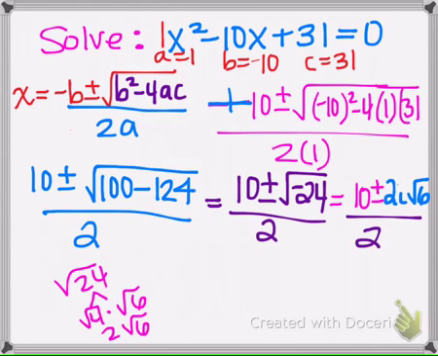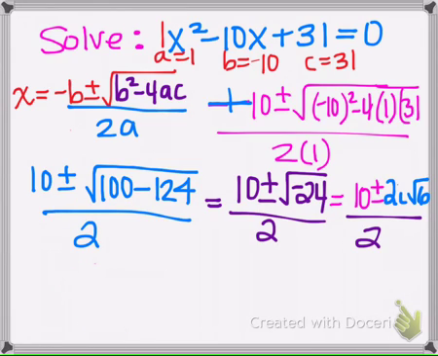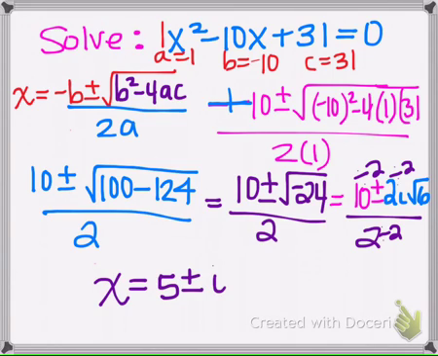Okay, so then after we simplify the radical, we ask ourselves, is there a number that can divide 10, 2, and 2, which is 2. So we're going to divide each of the numbers by 2. Not the 6, though, because it's in the radical. So our final answer is going to be 5 plus or minus i radical 6.